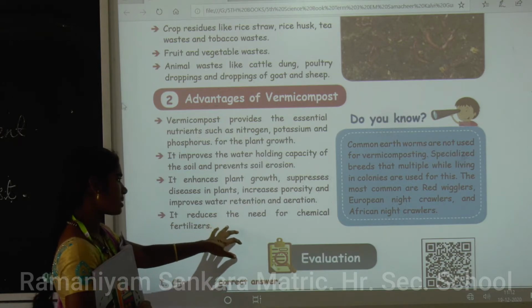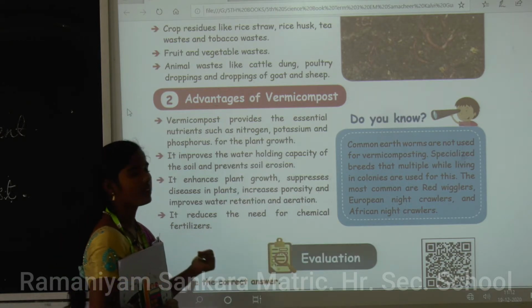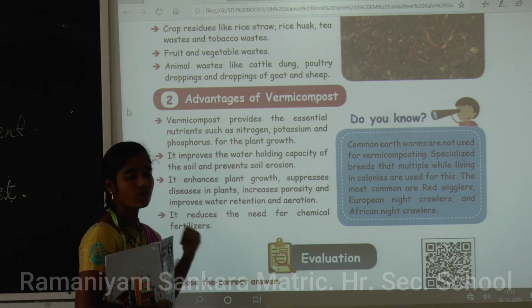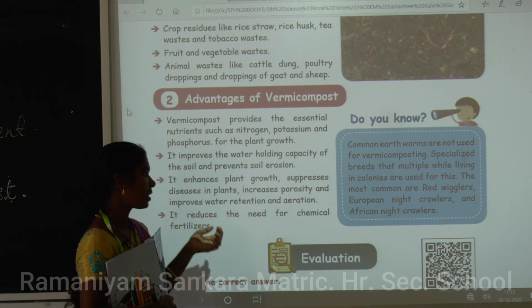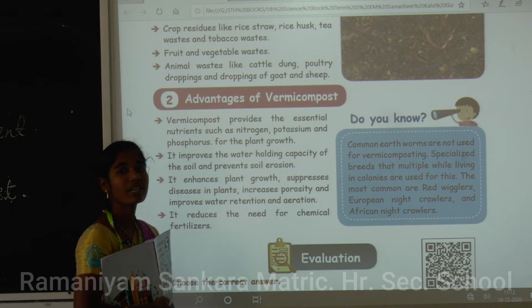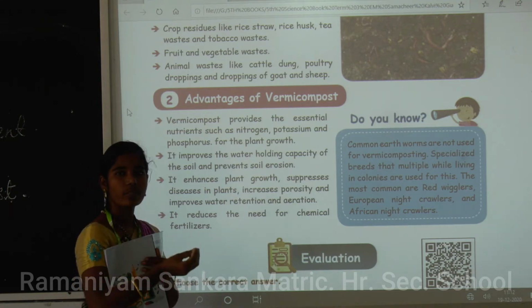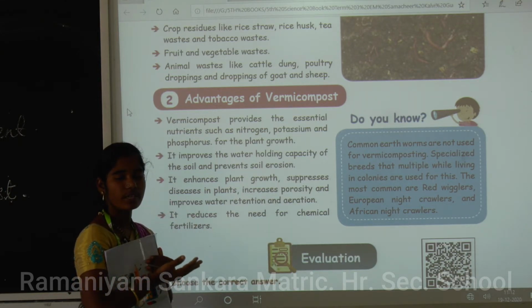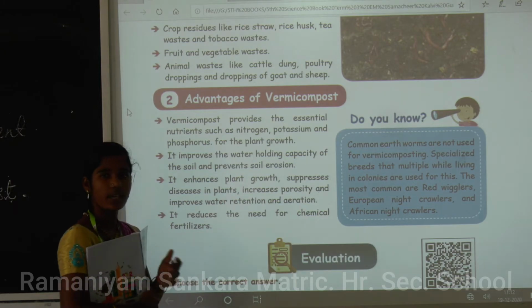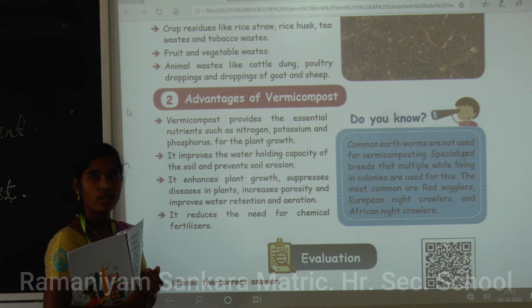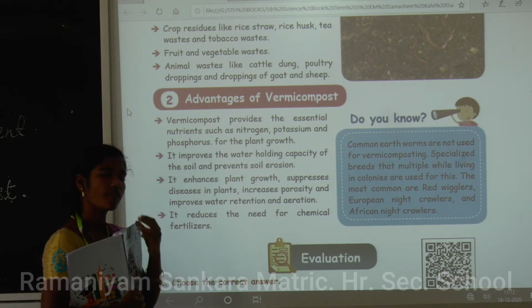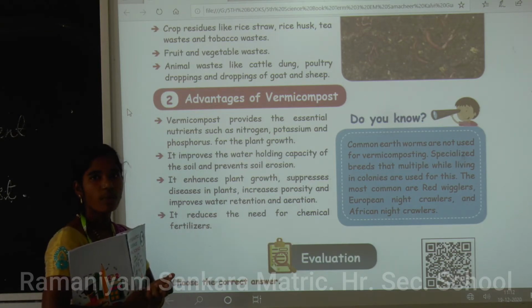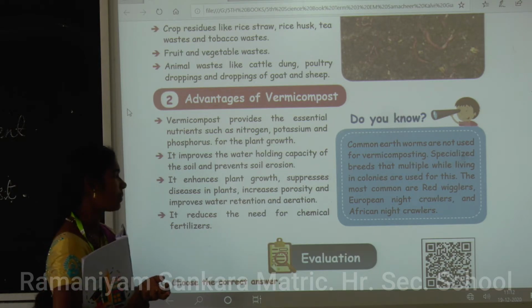Next, it reduces the need for chemical fertilizer. So what is the most important thing, while we use the natural fertilizer we can reduce the use of chemical fertilizer. So செயற்கை உரத்துக்கு பதிலாக நம்ம natural fertilizer யூஸ் பண்ணும்போது chemical fertilizer we do not need. Okay, because it's not harmful for human beings, and also for plants and animals, எல்லாத்துக்குமே it is harmful only. Okay வா, தீமையை தான் விளைவிக்கும்.